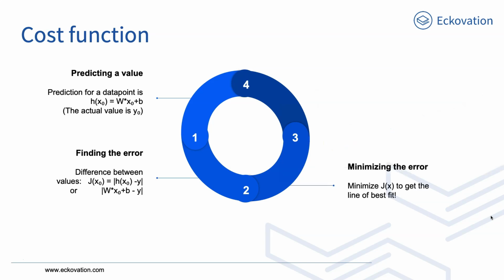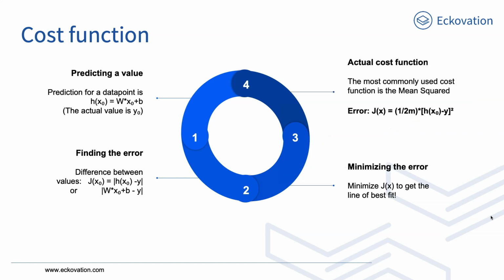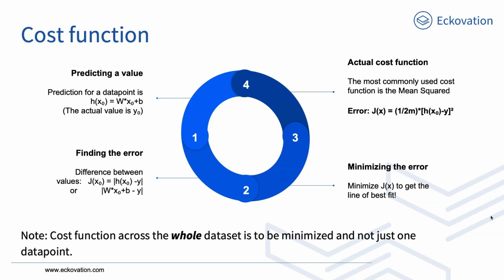The error is squared to remove the negative sign and to increase proportional penalty. An important thing to note is that this error across the complete data set is to be minimized and not just about a single data point. It does not make sense to minimize error about one point, right? Hence, the total cost is the sum of differences between all pairs of predicted and actual points, and the objective is to minimize this formula.